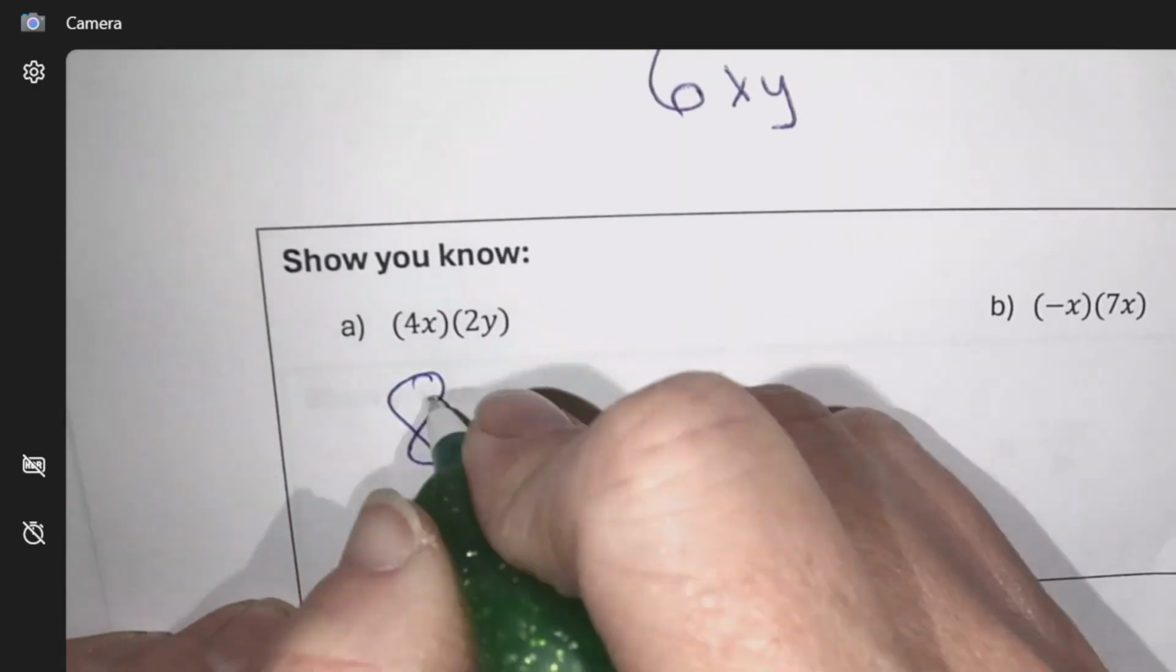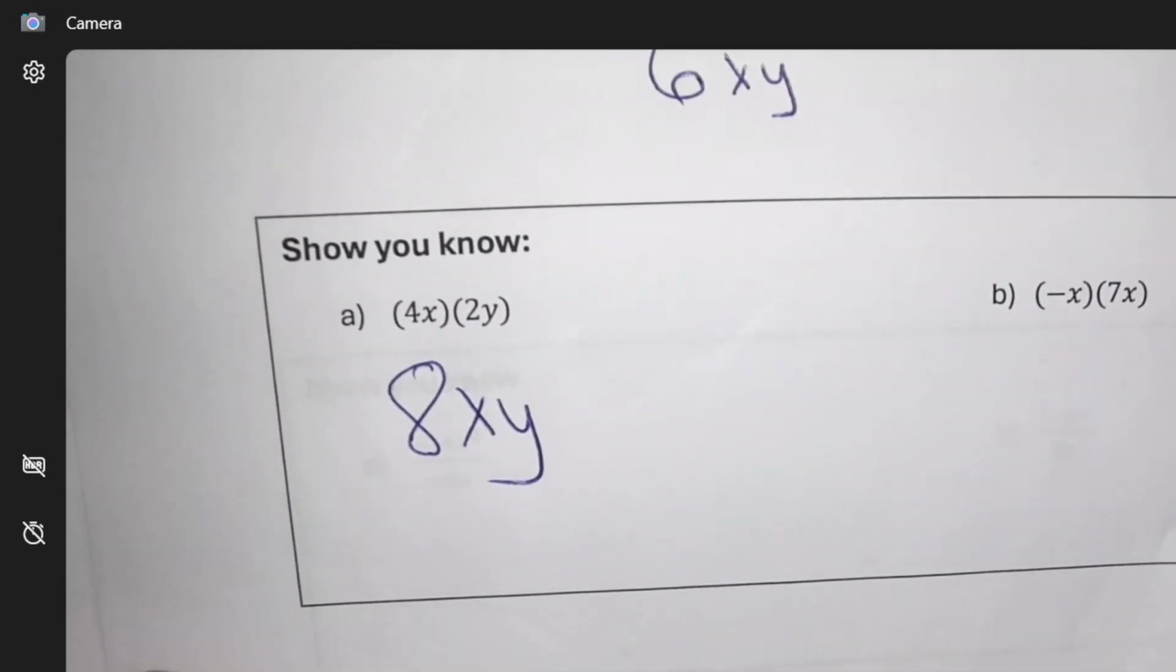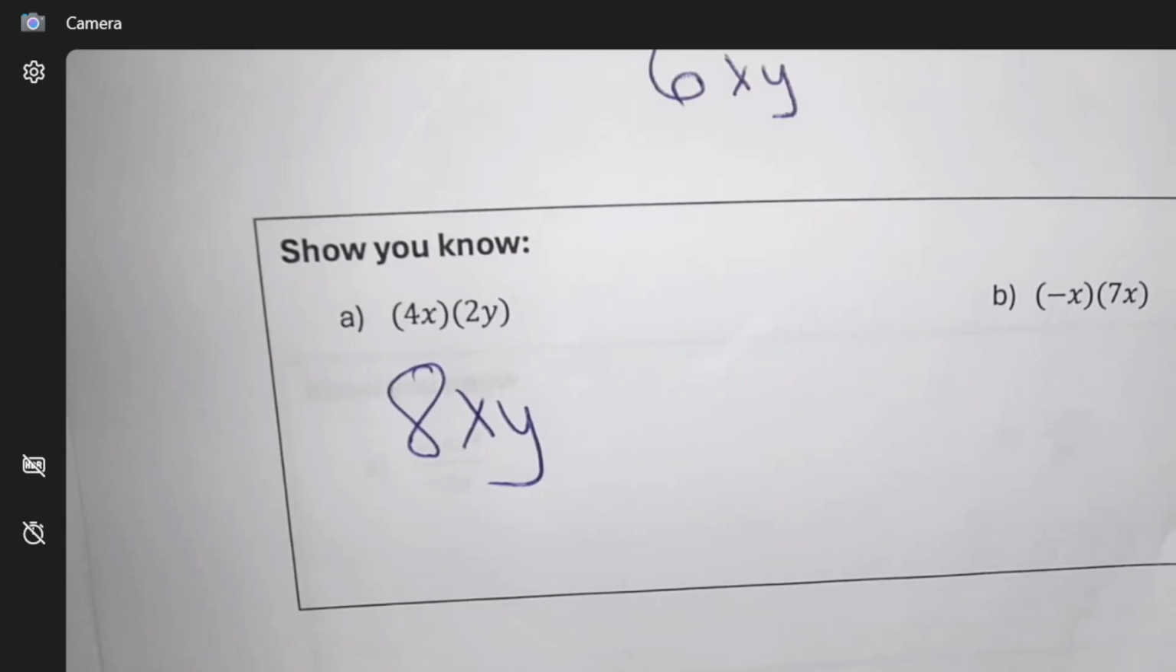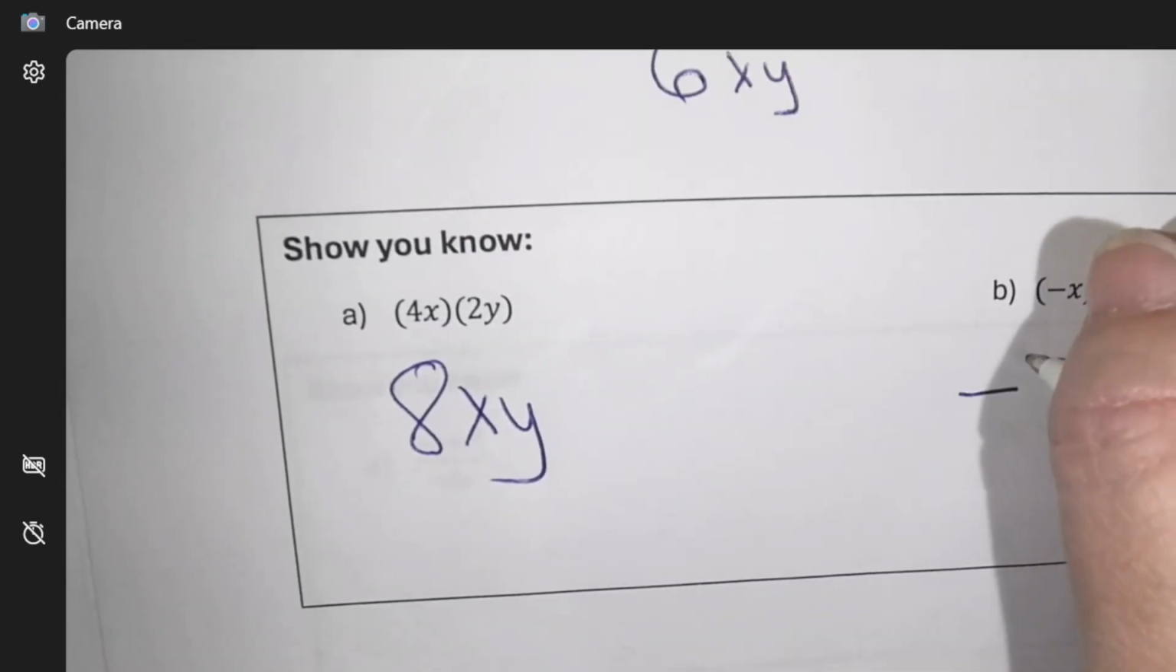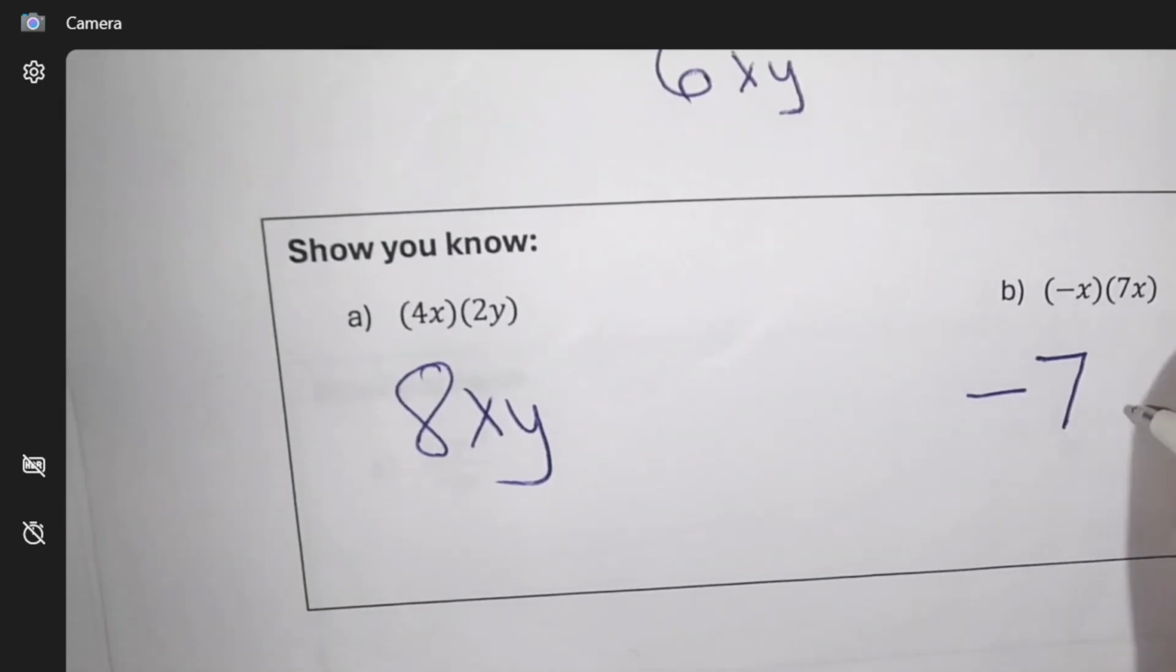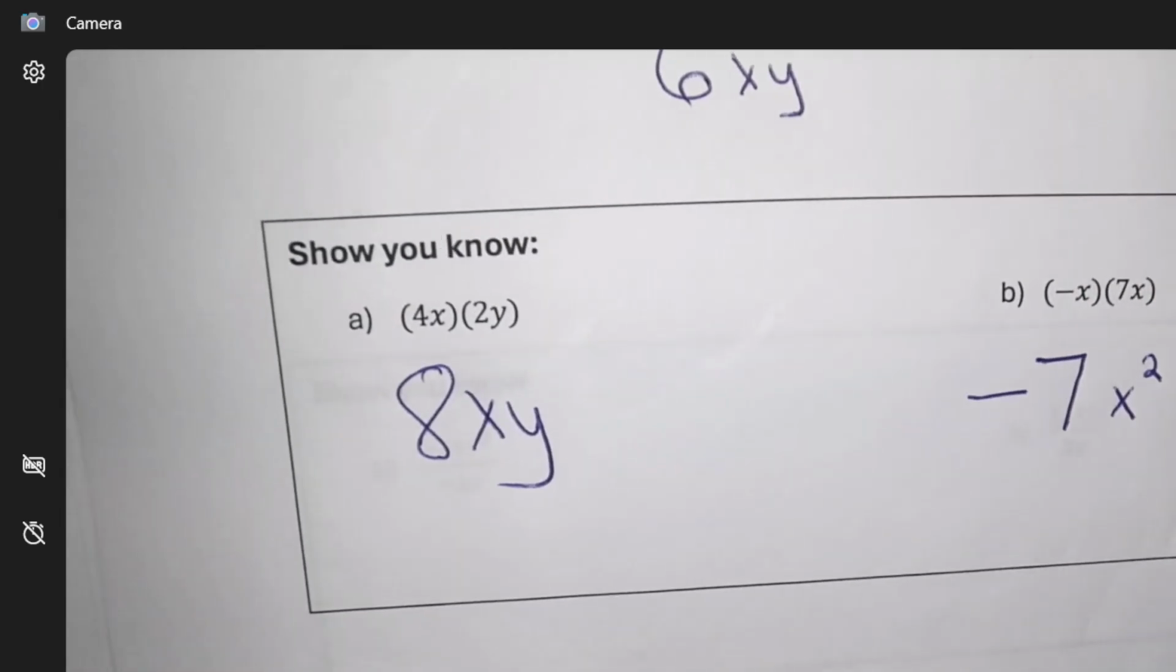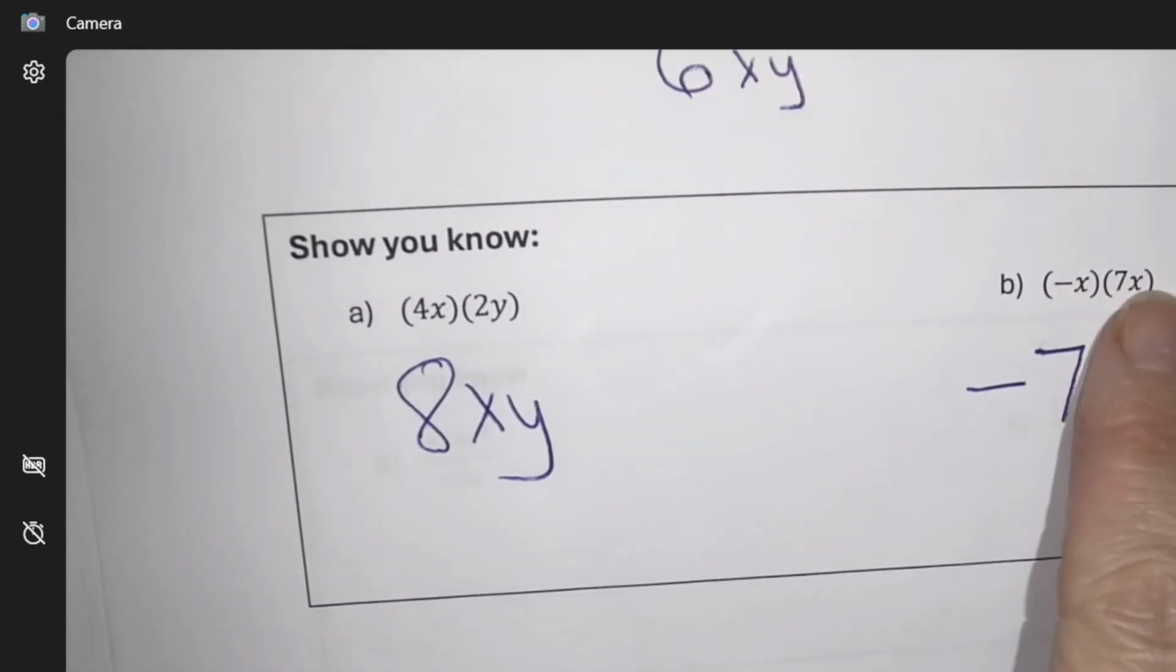Okay. First answer. Did you get 8xy? Number 2, the second one, did you get -7x squared? Yes.